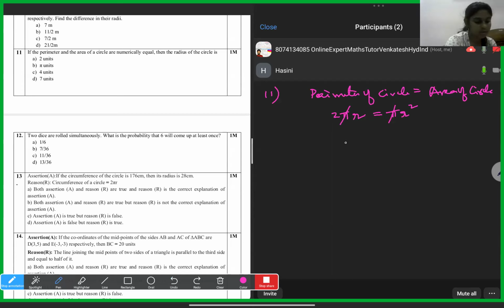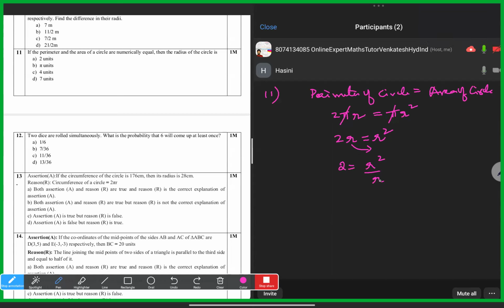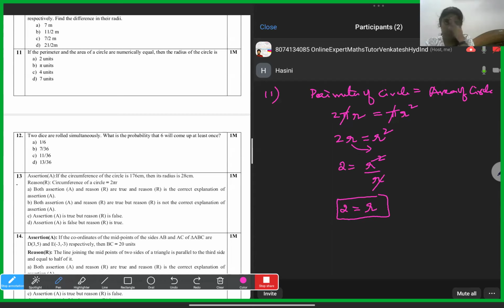No, sir. So I got now 2r is equal to r square, Hasni. So this r also, let us take it to this side. What will we get, Hasni? r square by r. Like x square by x means x into x by x, here r into r is r square, so one r will get cut, no? Yes, sir. So finally the leftover thing is nothing but the radius. So directly the radius is how much, Hasni? 2 units.